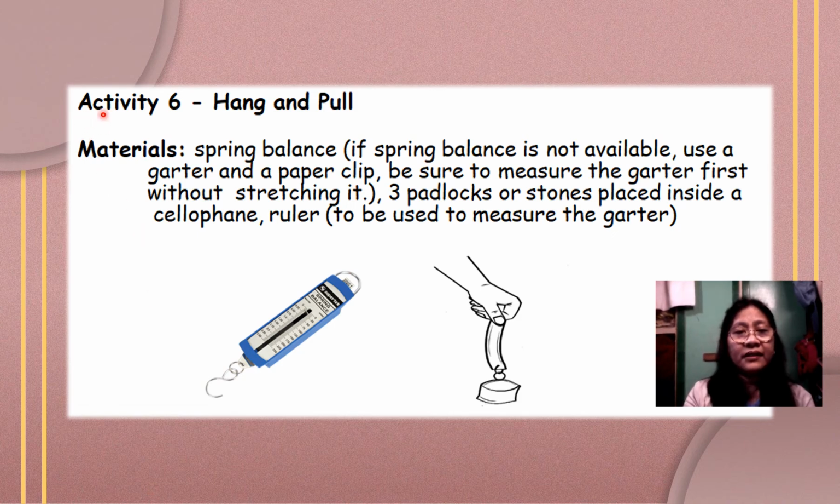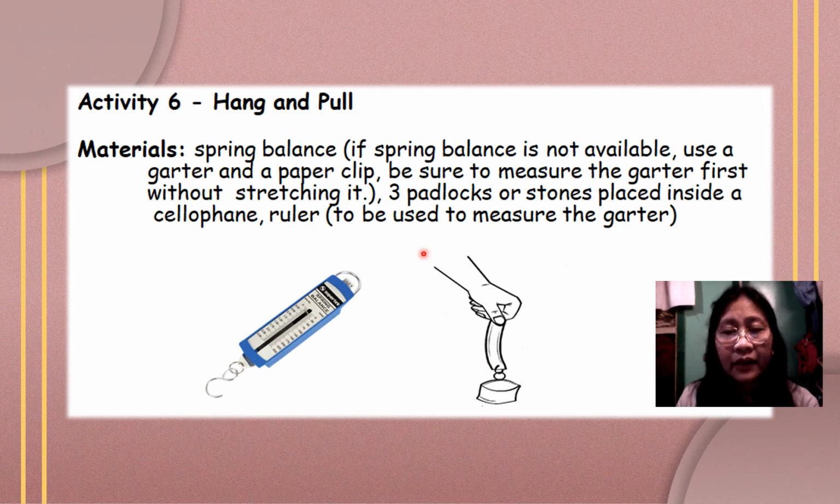For activity 6, hang and pull. Materials needed, a spring balance. So here is a spring balance. But if you don't have a spring balance, you can use a garter and a paper clip, like in the other picture.